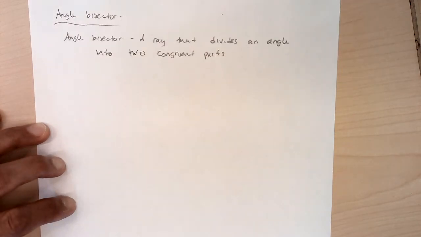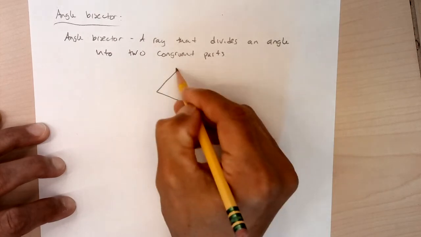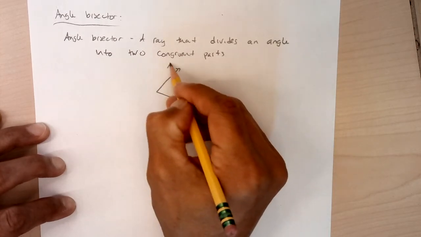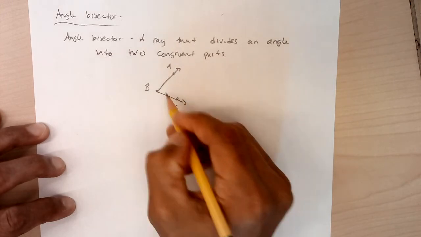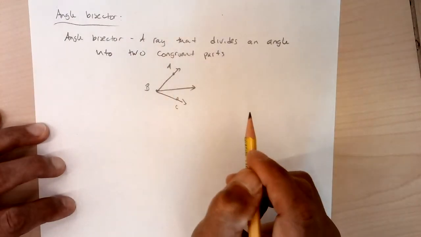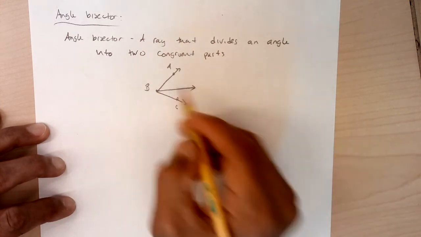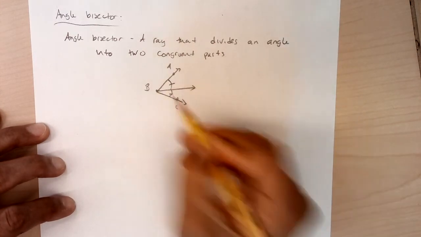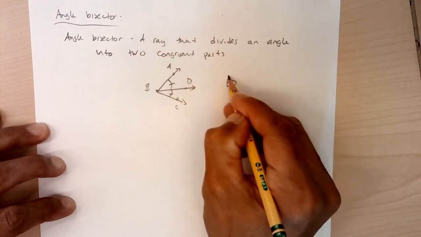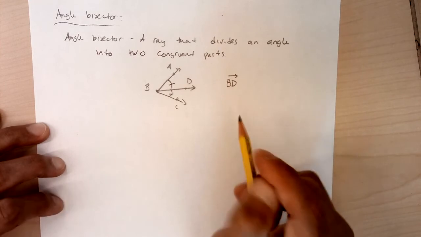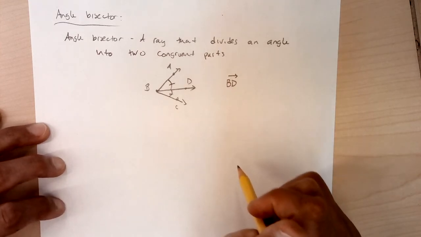So the definition of an angle bisector is a ray that divides an angle into two congruent parts. So let's just say I start with angle ABC. Then if I have the angle bisector of that, the ray that bisects the angle has to have the same endpoint as the vertex of the angle, and then it would divide that angle into two congruent parts. So let's just say ray BD is the angle bisector of angle ABC. Then that means angle ABD is congruent to angle DBC.